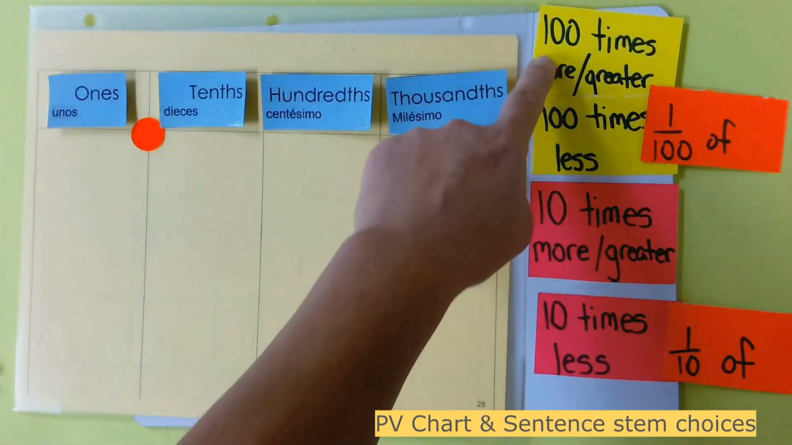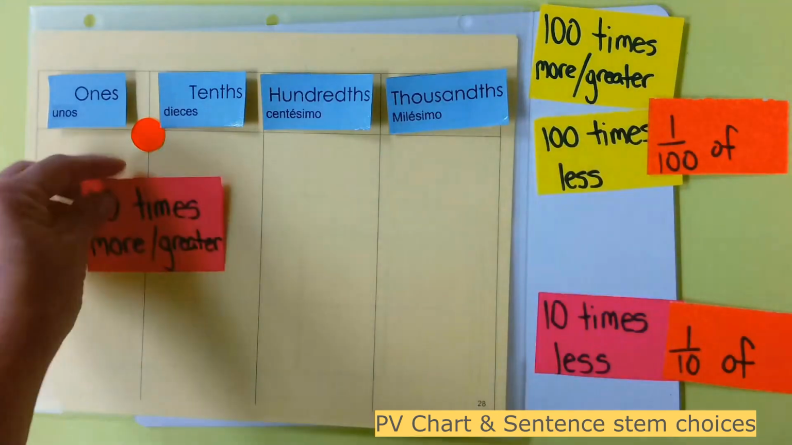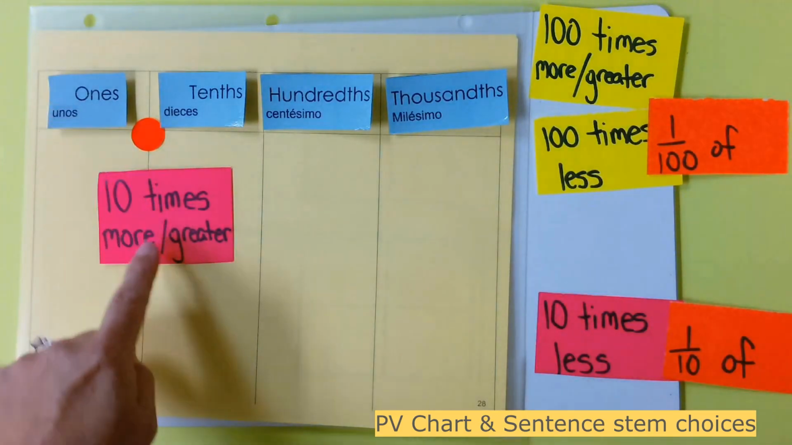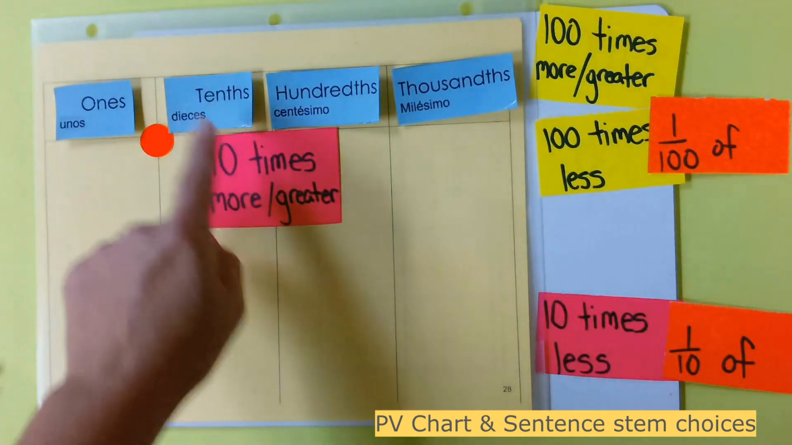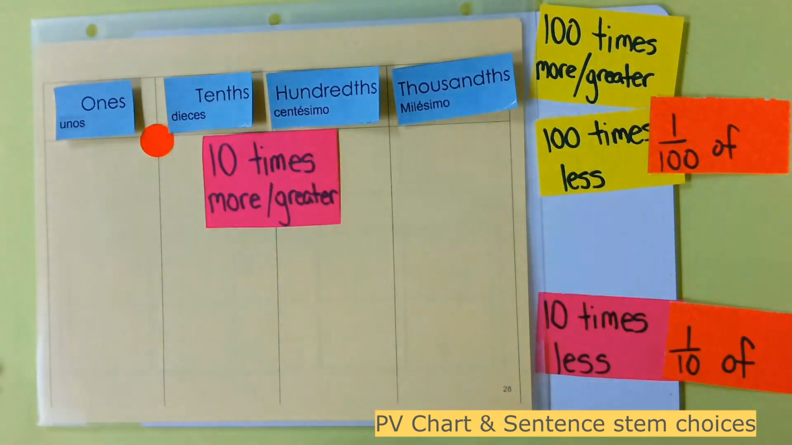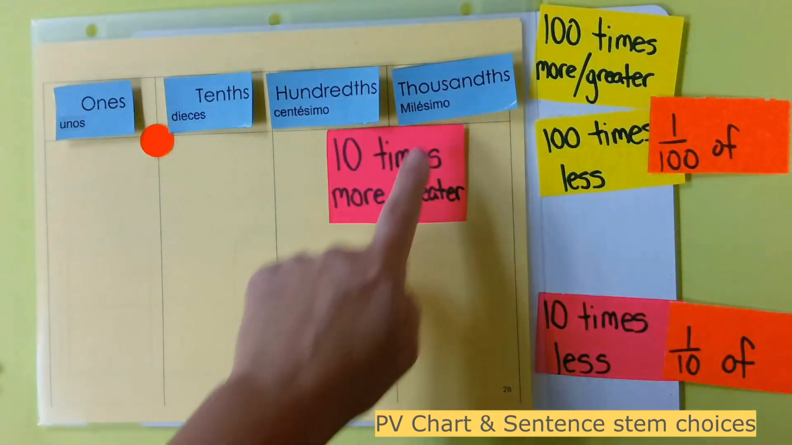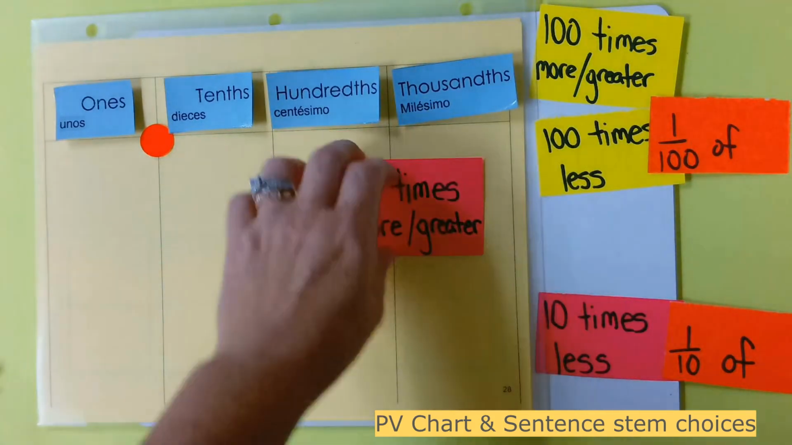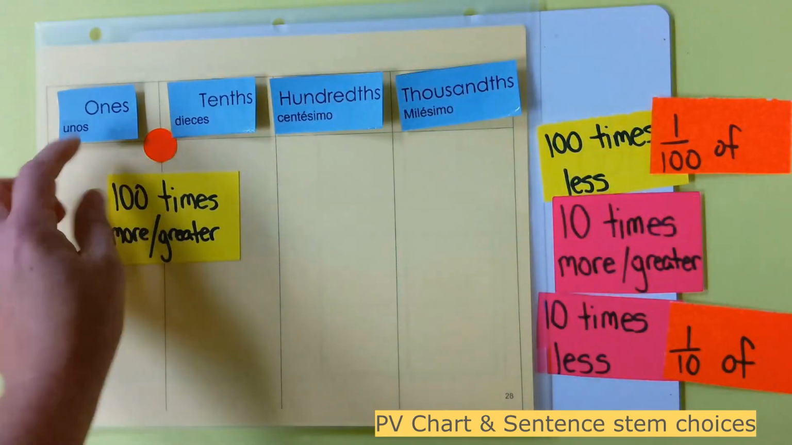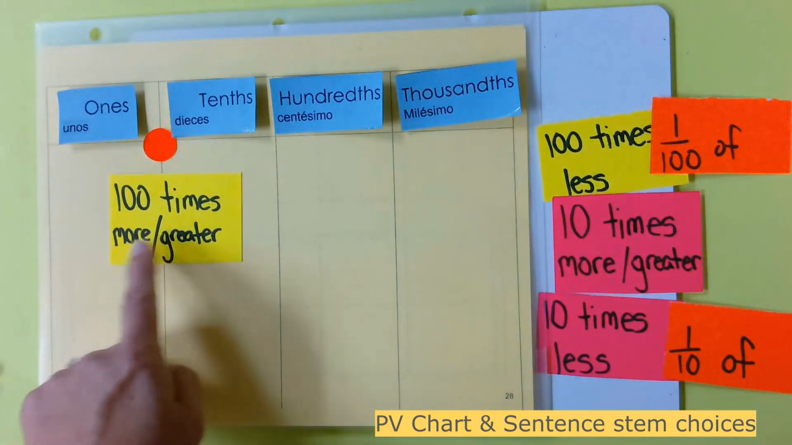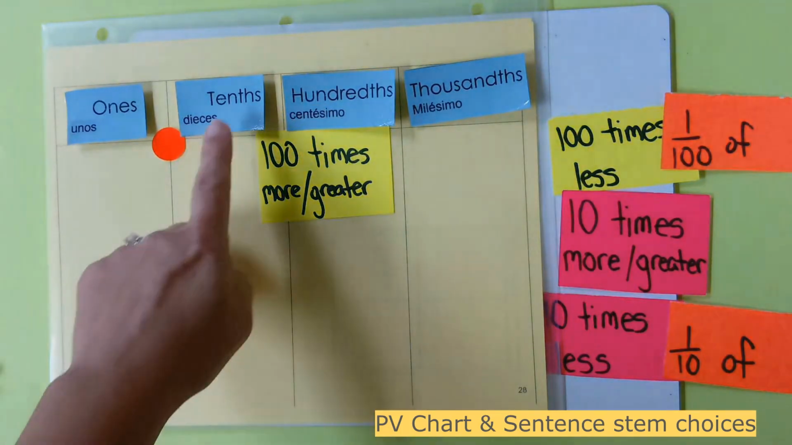After using the manipulatives, we're going to utilize the place value chart along with the sentence stem choices. Here, we need to focus on 10 times more and greater with having students say the place value, the choice, and then the next place value that would prove true. This is a little tricky for students sometimes because the place value on the left is greater, but when we use the 1/10 of or 100th of, the opposite would be true.